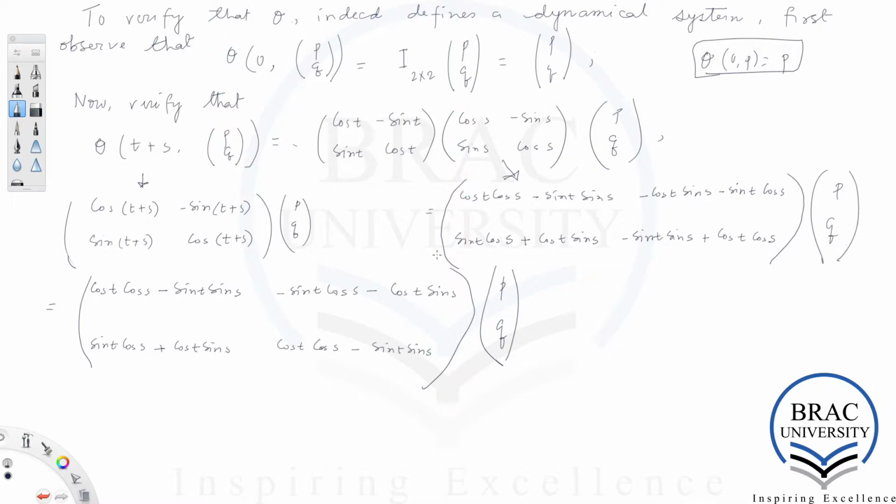Now compare these two matrices and see if they are the same. Indeed, they are the same. Cosine t cosine s minus sine t sine s, they are the same. Minus cosine t sine s minus sine t cosine s, they are the same. Sine t cosine s plus cosine t sine s, they are the same. Cosine t cosine s minus sine t sine s, they are the same. Good. So indeed we verify that the second axiom for the group action is also satisfied for the definition of theta in example 2.